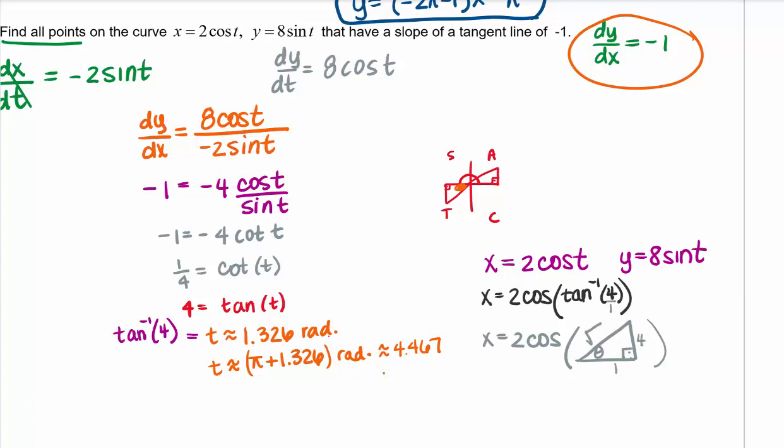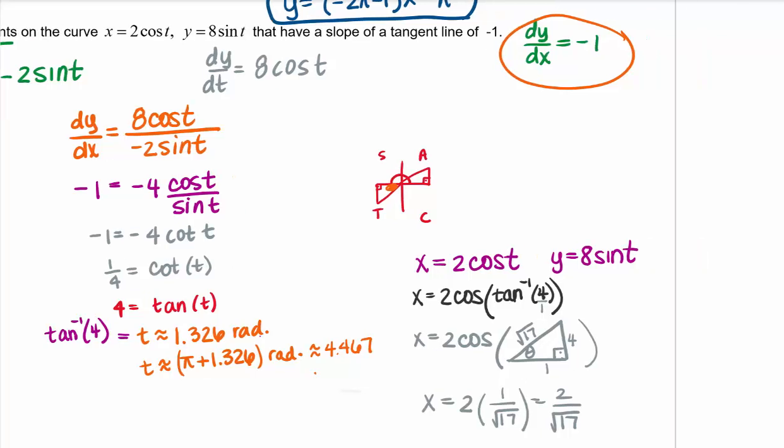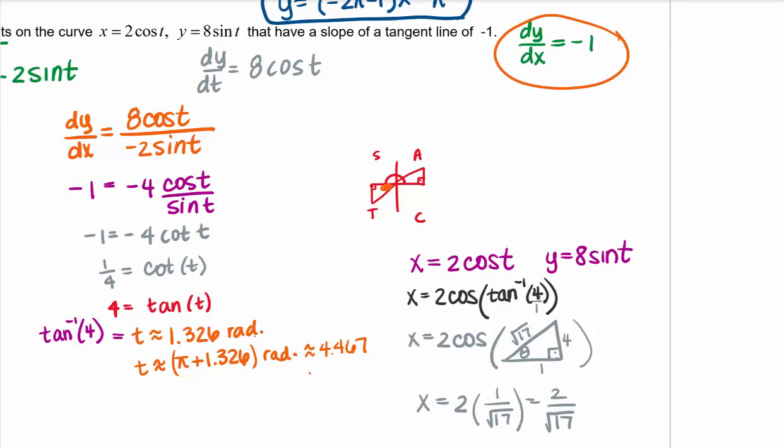And now I'm saying what's the cosine of that angle? So the cosine of this angle would be adjacent over hypotenuse. So it should be 2 over rad 17. That is exact. If you really wanted to say 2 rad 17 over 17 to rationalize the denominator, you can. You certainly don't have to. And then I would do the same thing if I wanted to keep the y value exact. I would say that it's 8 sine of t, and that is inverse tangent of 4.